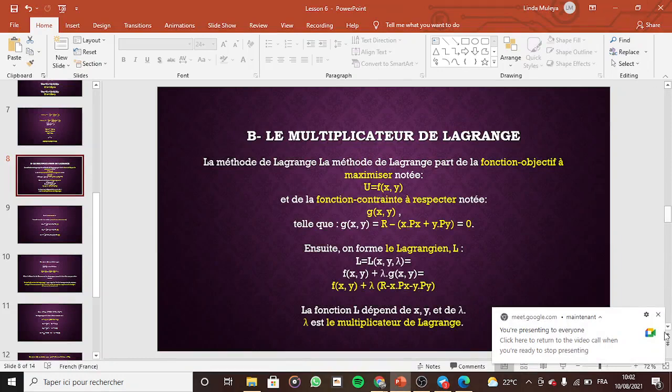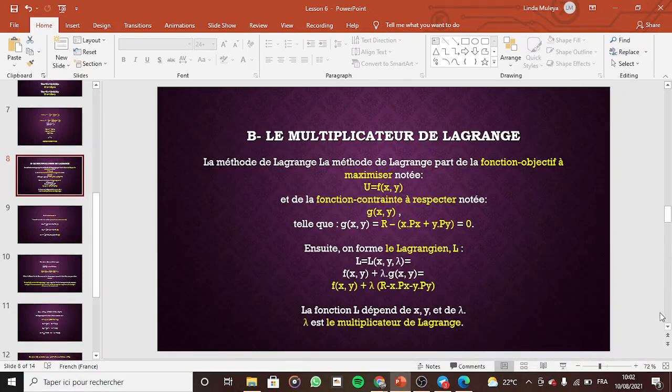So the second method of finding the optimal combination is what we call the Lagrangian method, and we use what is called the Le Multiplicateur de Lagrange. In this case, you'll be doing a good amount of differentiation also. It's actually completely based on differentiation. So, like I said, it's important to get that in mind.